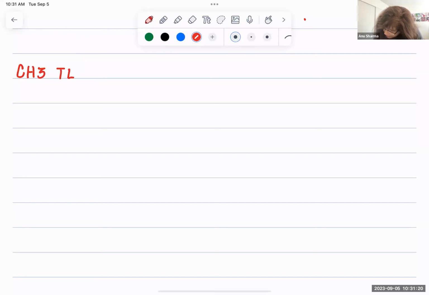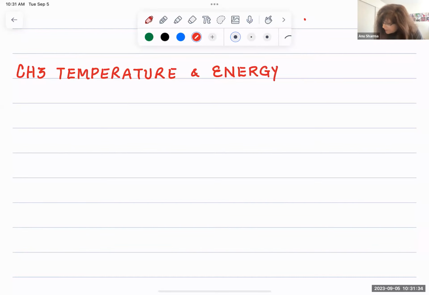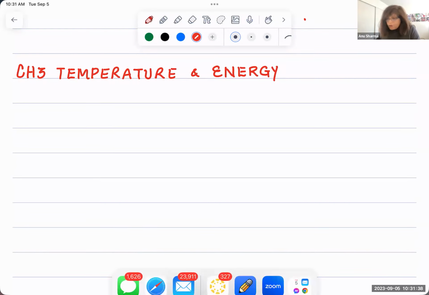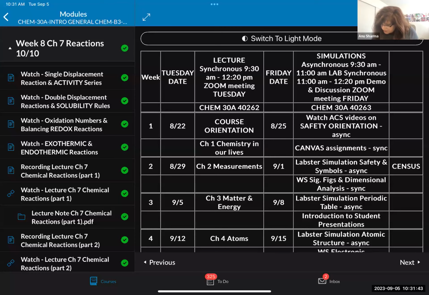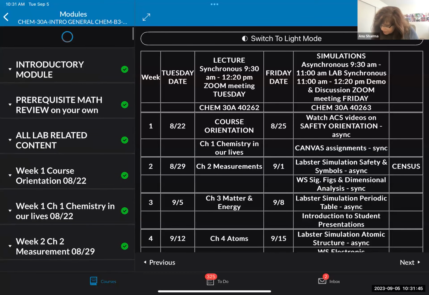So we are going to do the problems that relate to temperature. And then we are going to look at the energy. All right, let's do that first. Okay, now for the temperature, let me open this.